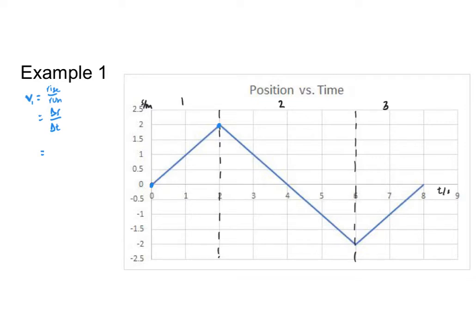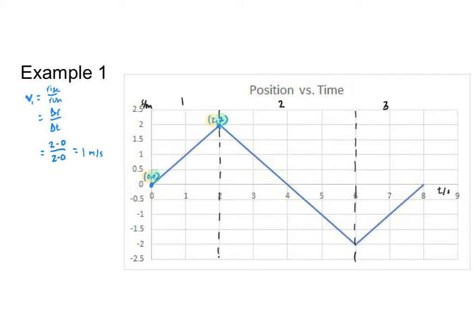So I start at this point 0, 0, and I end at the point 2, 2. So I have my x coordinate, that 0 and that 2, and I have my y coordinate, also 0 and 2. So when I put this in my equation, what I'll get is that 2 minus 0 over 2 minus 0 is my velocity. So the velocity for my first section, for my first 2 seconds, is going to be 1 meter per second.